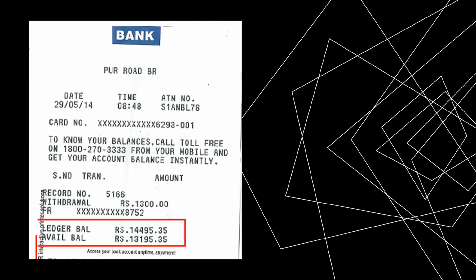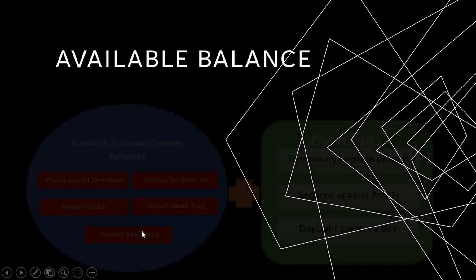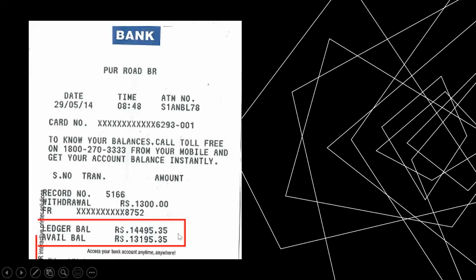In this particular case, before withdrawing, this customer's account had a balance of 14,495.35. That was the balance before the withdrawal. The customer has withdrawn 1,300. After the withdrawal, the available balance has been reduced to 13,195.35. The difference is 1,300.